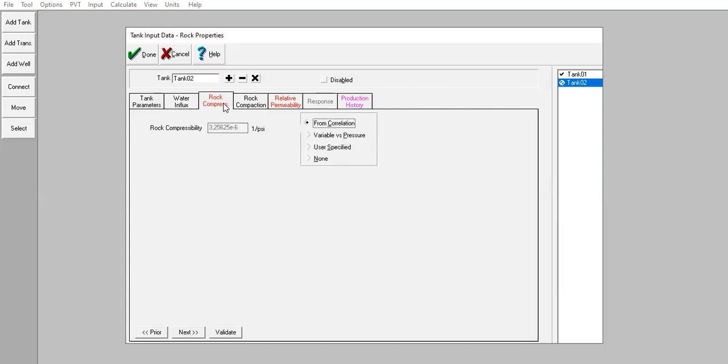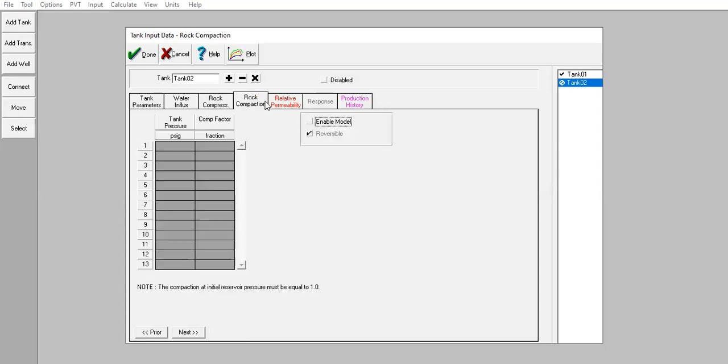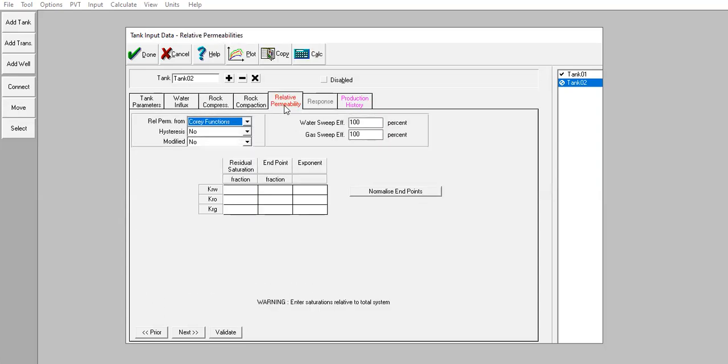Rock compressibility. User specified. All right. Rock compaction, relative permeability data. All right. 0.05, endpoint 0.9, exponent 1. This one 0.15, 0.82. Okay, 0.952.